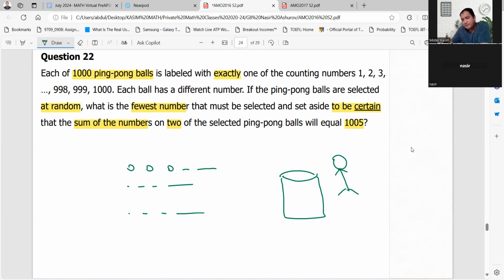For example, if I ask this question, how would you answer? What is the fewest number of students to be in the same classroom to guarantee, to ensure that there are at least two students who were born in the same month? What is the fewest number of students to be in the classroom?